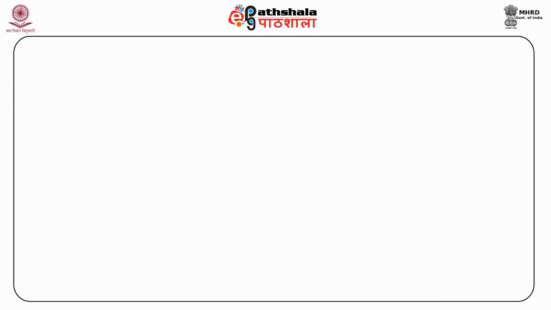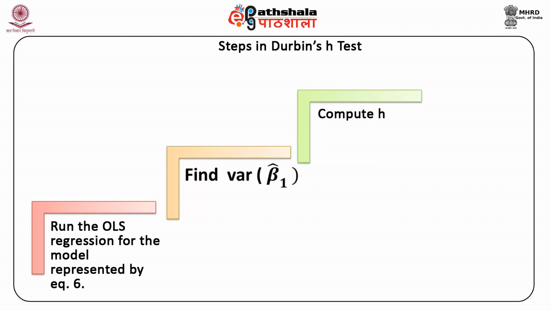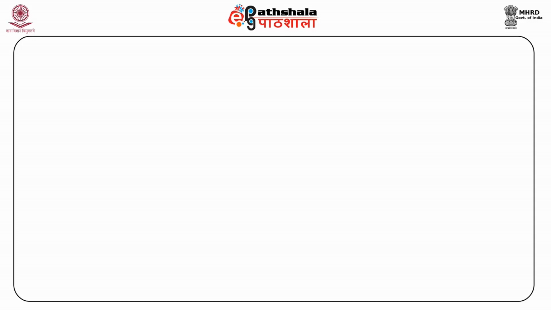Similarly, we have some steps involved in Durbin's h test, which we can summarize. So what are the steps? The first step is to run the OLS regression for the model represented by equation 6. Then find variance of beta 1 hat. And then the final step is to compute h. The fourth is, since h follows a standard normal distribution for large samples, we use the normal distribution to carry out the following hypothesis test.